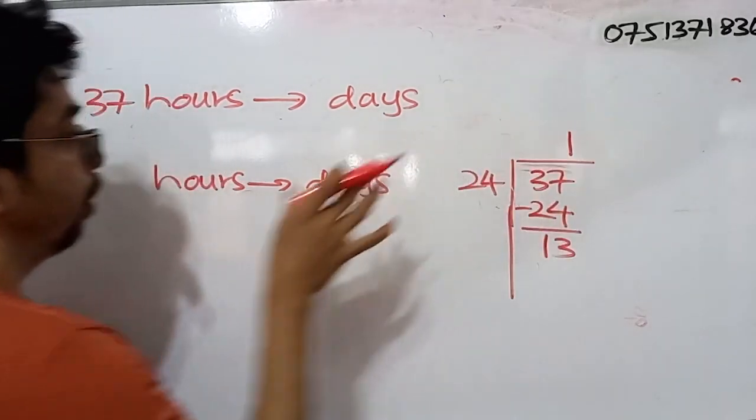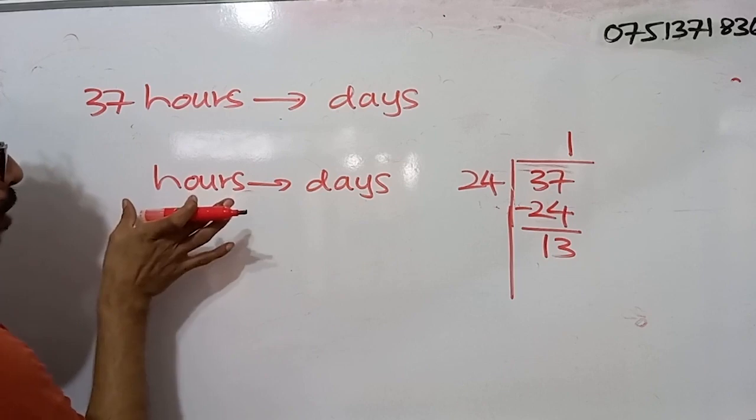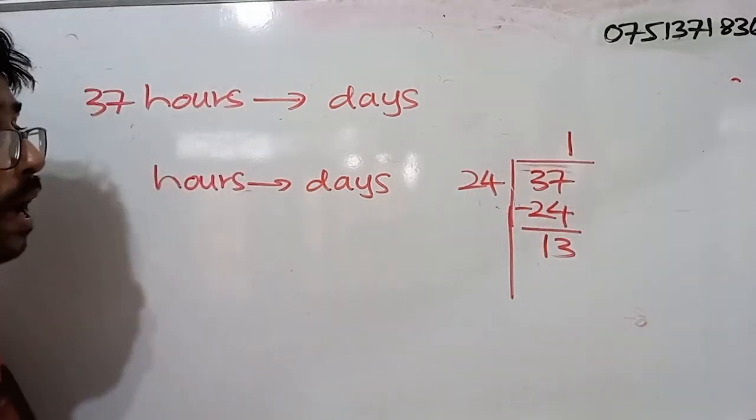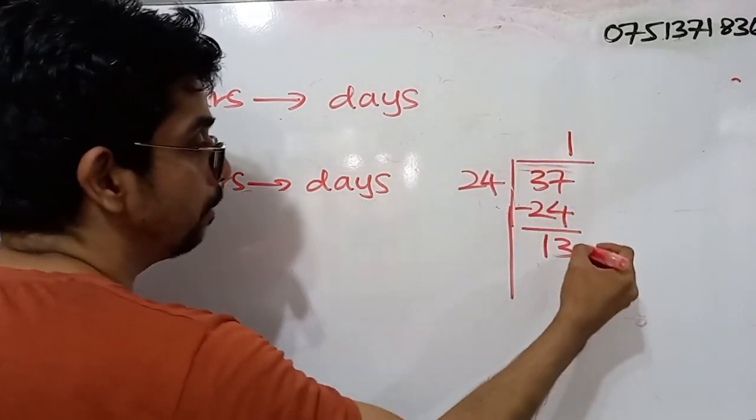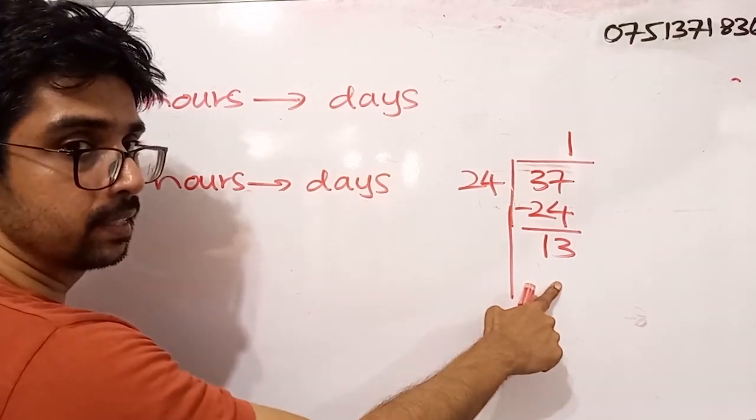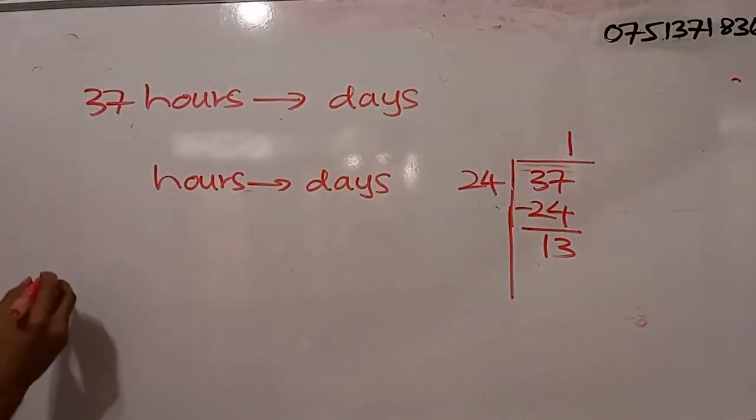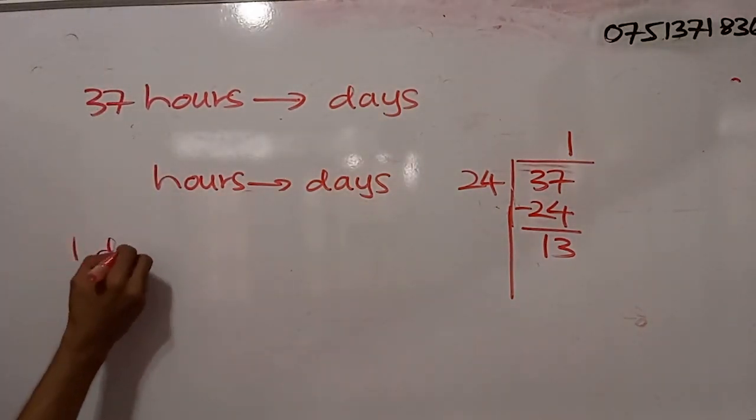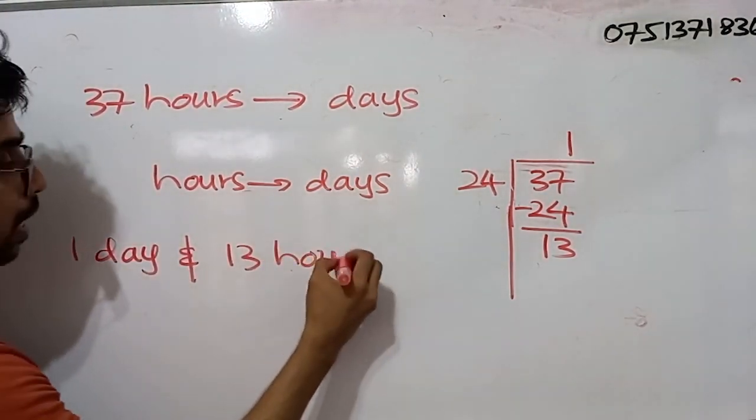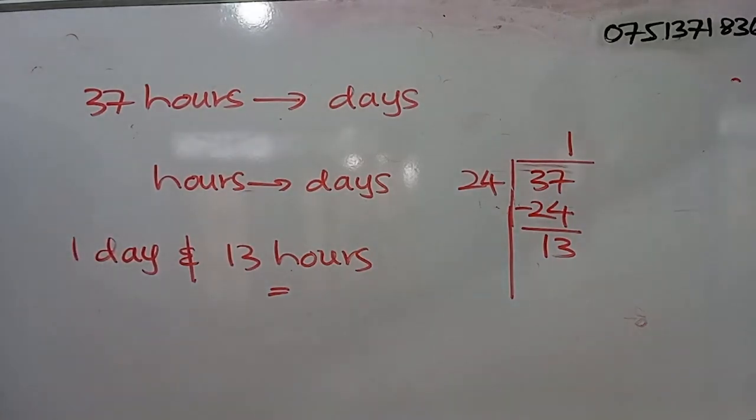So what are we trying to do here? We are trying to convert hours into days. So what does this 1 mean? That is 1 day. And this is the remainder, which is 13. What is that? Hours. So the answer is 1 day and 13 hours. So that will be the answer.